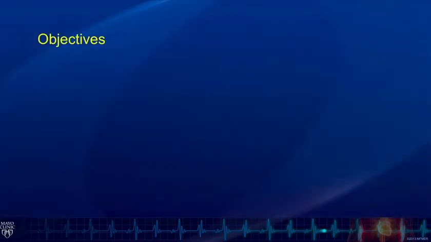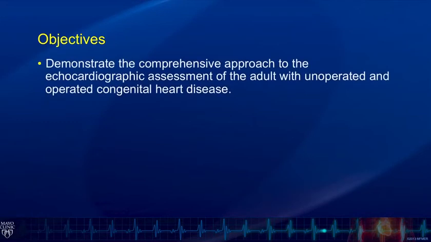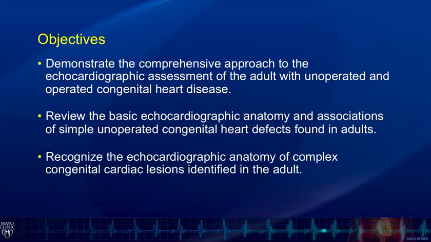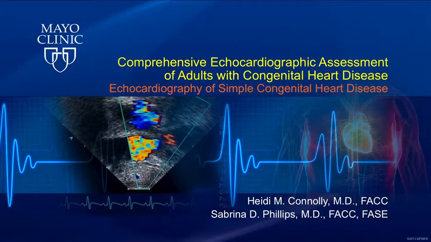Upon completion of this program, participants should be able to demonstrate the comprehensive approach to the echocardiographic assessment of the adult with unoperated and operated congenital heart disease, review the basic echocardiographic anatomy and associations of simple unoperated congenital heart defects found in adults, and recognize the echocardiographic anatomy of complex congenital cardiac lesions identified in the adult. Stay with us as we discuss this important topic during this program entitled Echocardiography in Simple Adult Congenital Heart Disease.